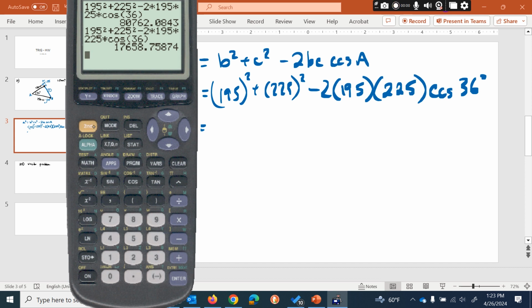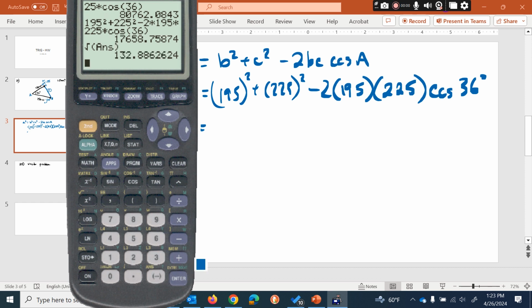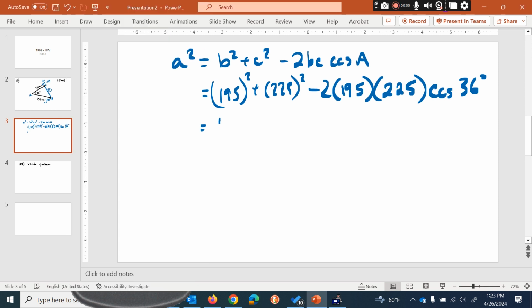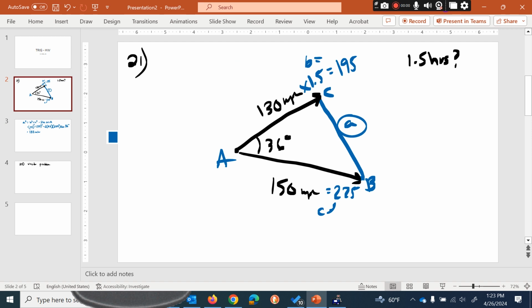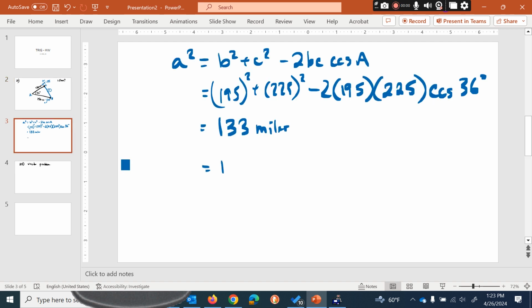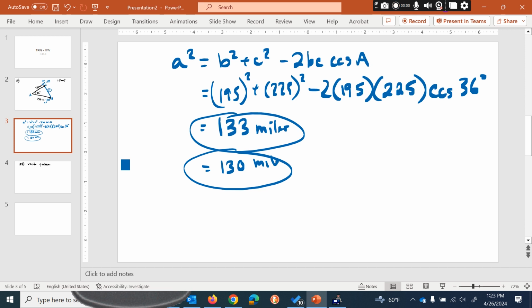And then we're going to take the square root of our answer. So we jump to here, close it off, enter, and there it is, 132, so 133 miles. Now the book most likely is going to give you 130 miles because you're given two significant digits in 130 and 150. Therefore, if you think about it, it should be this. But I'll accept both. That's correct. That's fine.